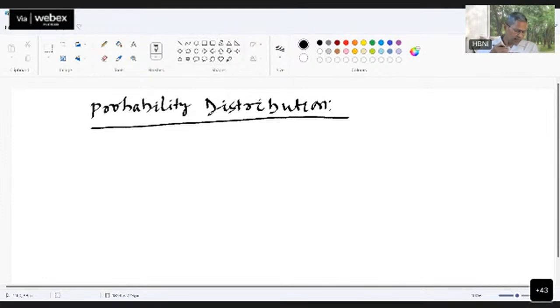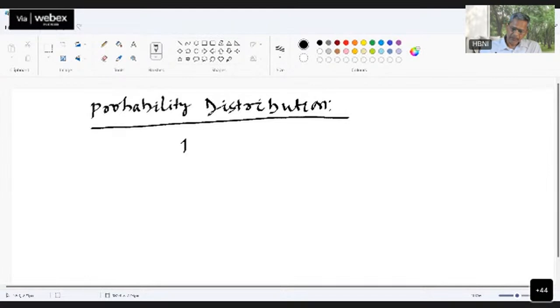So then the probability will define the occurrence of a particular event. That will be defined as the probability. And many real life events are subject to probability.